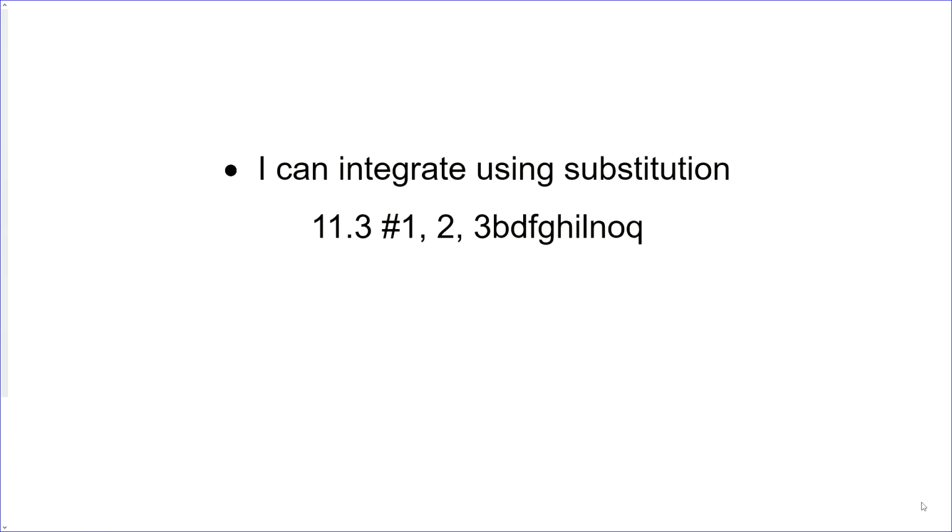You should be able to integrate using substitution. There's some questions from the textbook. Give them a try, see if you know what you're doing.